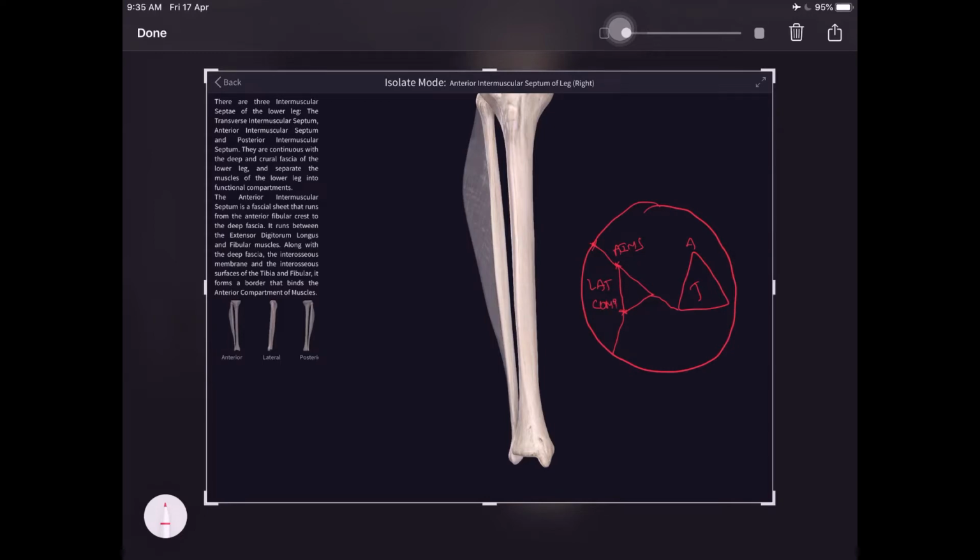Similarly, if you remember from the linea aspera, there also we have seen the partition happening into medial, lateral and posterior intermuscular septa. That was with the tibia, but this is with respect to your fibula. So it gives the anterior intermuscular septum.